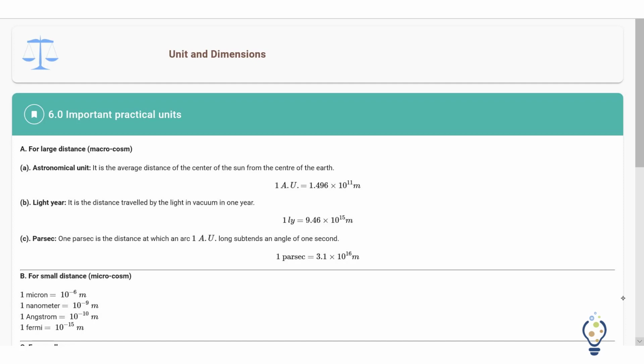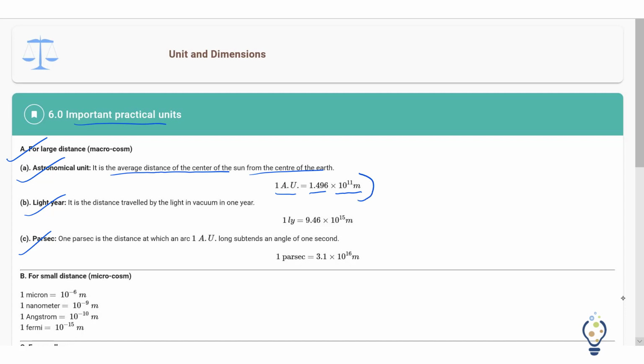In this lecture, we will study the important practical points. For large distances, we generally use the astronomical unit, light year, and parsec. Astronomical unit is the average distance of the center of the sun from the center of the earth. One astronomical unit is 1.496 × 10^11 meter. It is a very large distance.